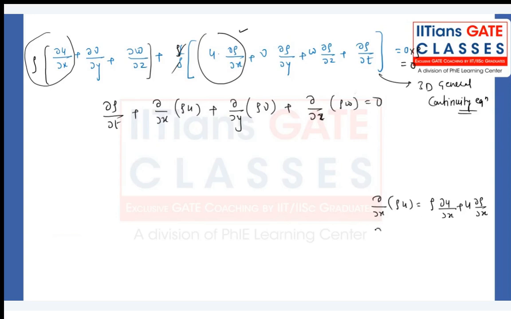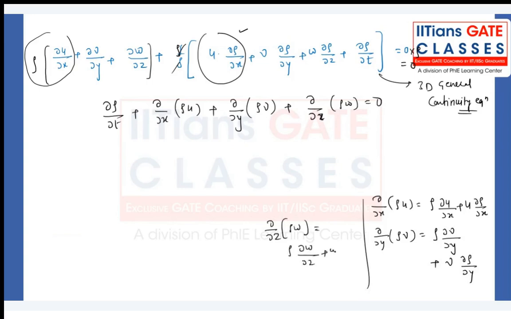right? Because when you write dou by dou y of rho v, that is equal to rho into dou v by dou y plus v into dou rho by dou y, and further we can write dou by dou z of rho omega, that is rho into dou omega by dou z plus omega into dou rho by dou z. Please make a note of it. That is also the 3D continuity equation. When you write it in the vector calculus format, you can write del dot rho v plus dou rho by dou t, that is equal to 0.